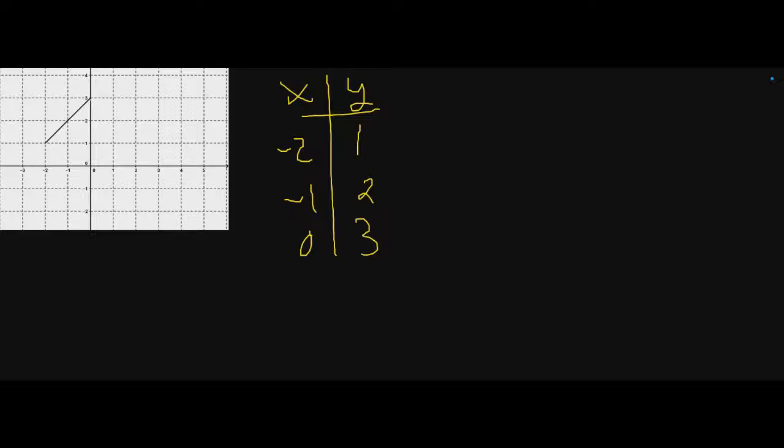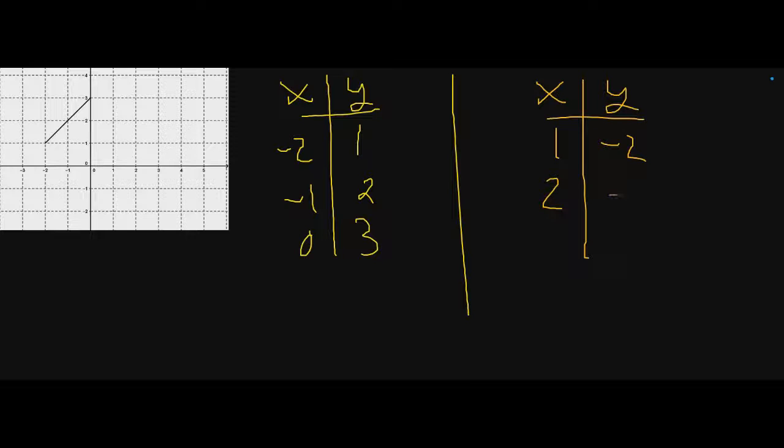All right, so now let's find the inverse of this table. All we do is we switch our x and y values. So this is going to be 1, -2, 2, -1, and 3, 0. As you see, all I've done is I put this on this side and this over on this side, and you can see that right over here.